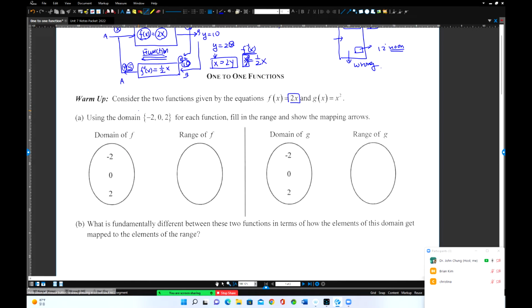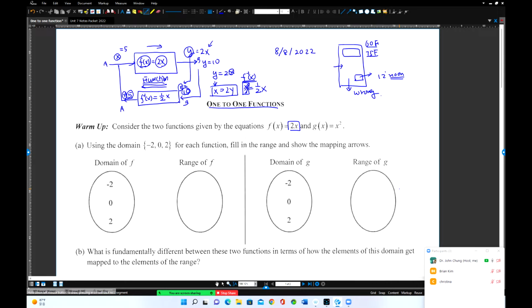The next one is one-to-one functions. One-to-one means forward and backward are always functions. Put in one value of x, you get one value of y; from that one value of y, you get back one value of x. For example, y equals x squared.